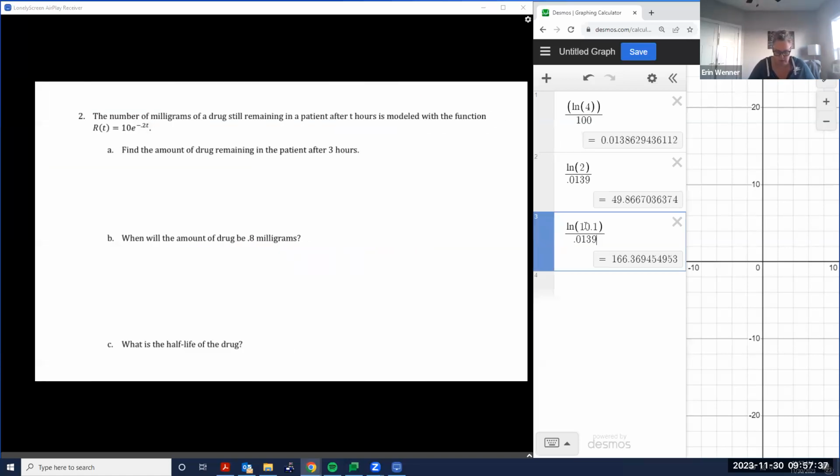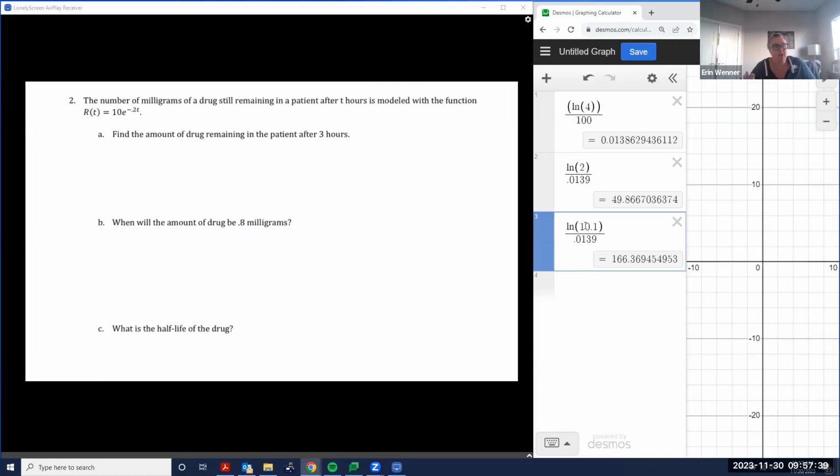All right. So in number 1, they gave us some information. They said, write the equation. Now in number 2, they're giving us this equation. So it says the number of milligrams of a drug still remaining in a patient after T hours is modeled with the function R of T equals 10 times E to the negative 0.2 T. And part A says, find the amount of drug remaining in the patient after 3 hours.